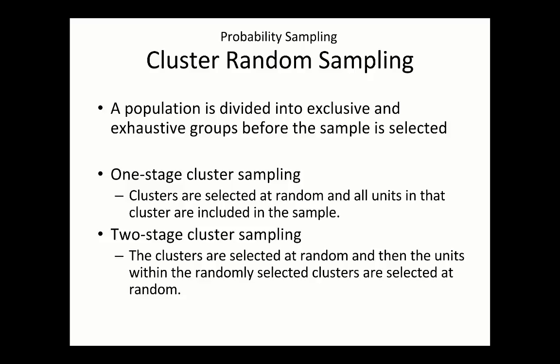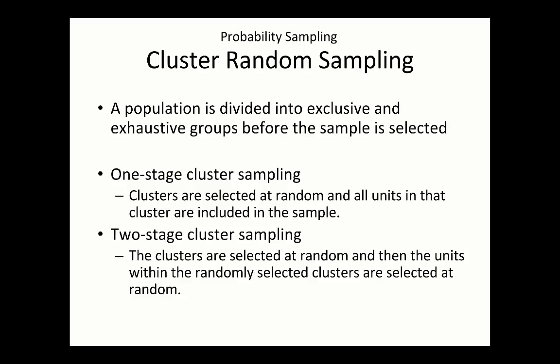Cluster random sampling is a process where a population is divided into exclusive and exhaustive groups before the sample is selected. That is, every unit in the population is assigned to one and only one cluster. Clustering can be a multi-stage process. In one-stage cluster sampling, clusters are selected at random and all units in that cluster are included in the sample. An example of one-stage cluster sampling is to randomly select a day in the month and select all, I repeat, all cases that are coded on that day in the sample.